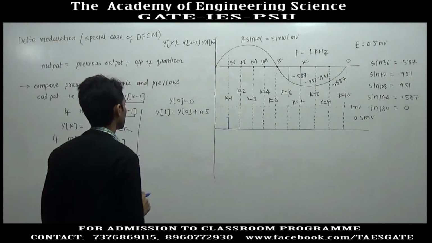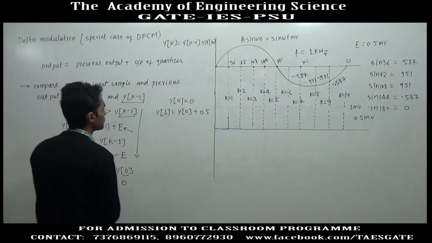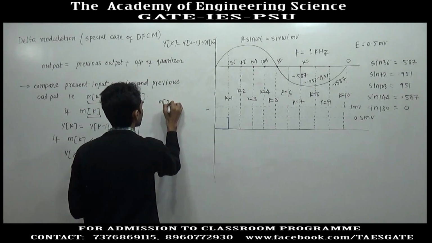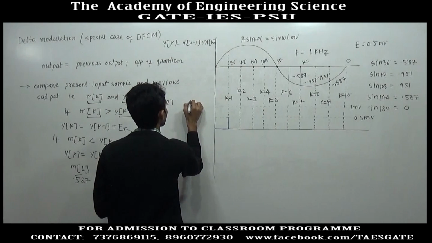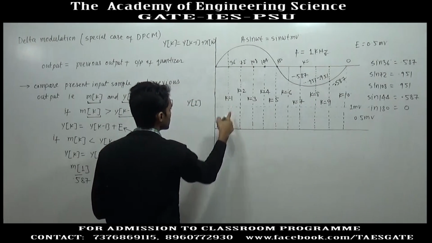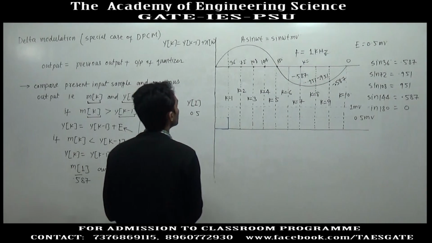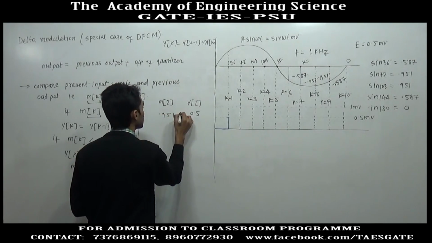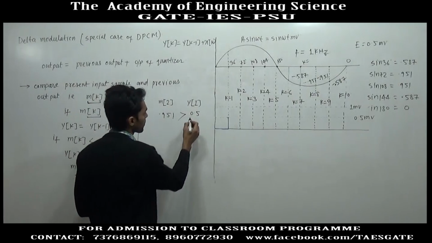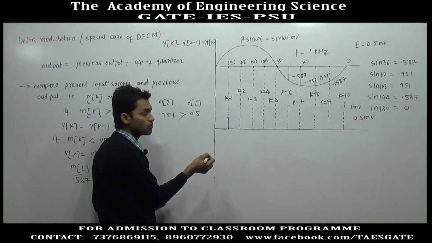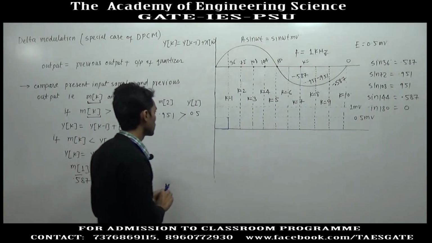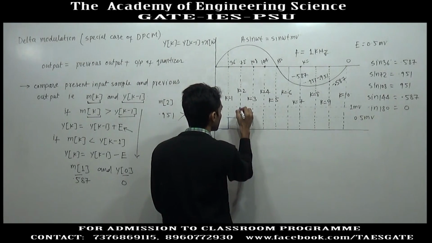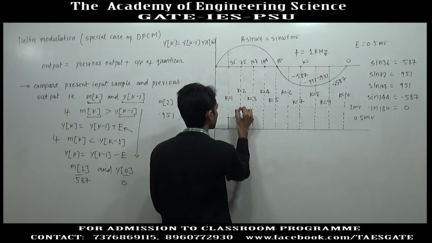Now, for k equal to 2, we will compare m2, the next input sample, and y1. Y1 is equal to 0.5 millivolt, and m2 is sine 72 degree, this is 0.951. So, m2 is greater than y1. So, we will add the threshold, 0.5 millivolt, to the output. So, at k equal to 2, the output will be 0.5 plus 0.5, 1 millivolt.